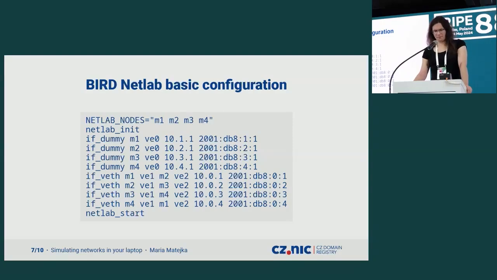This is how a basic 4-node loop looks like. You need this and 4 configurations of BIRD. That's all. And this says that it's a loop of four nodes, and it somehow decides on the addresses.